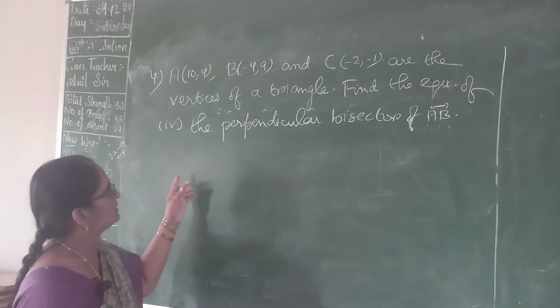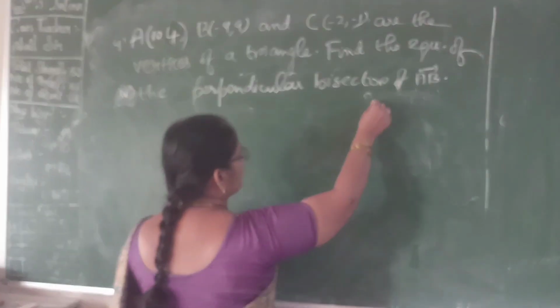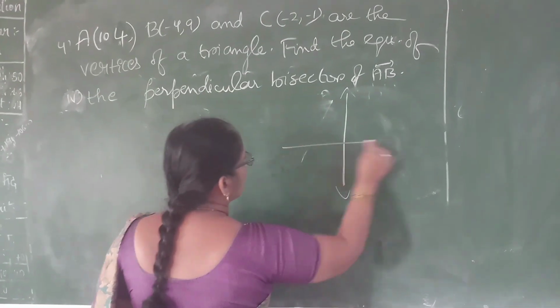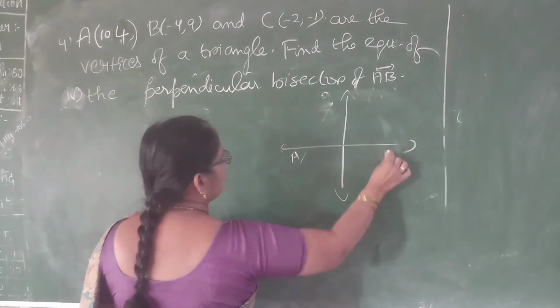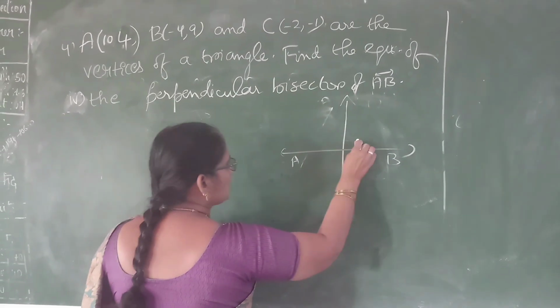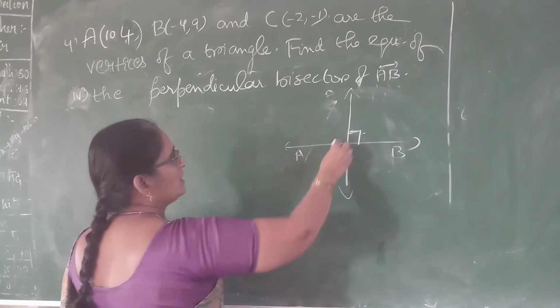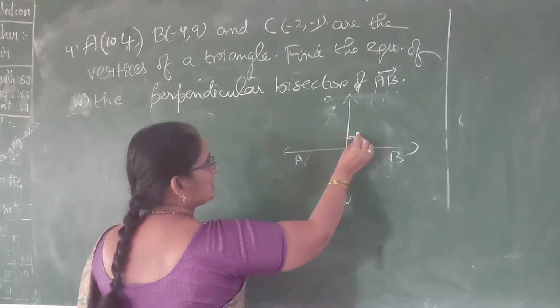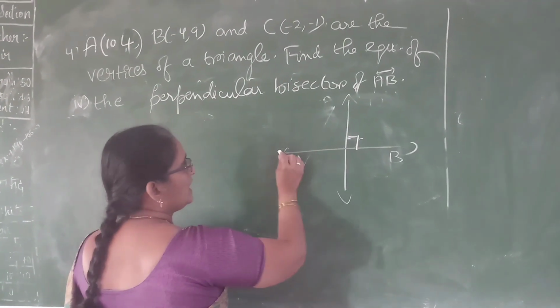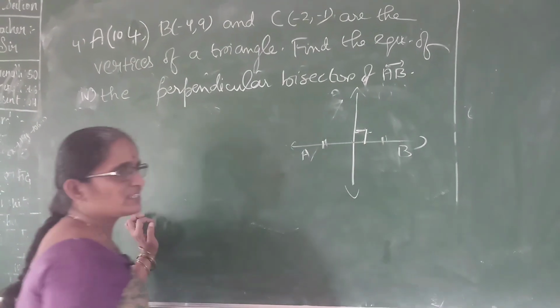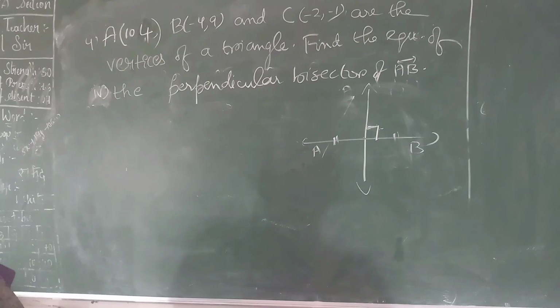See here children, the fourth one, the perpendicular. Whenever you take any particular straight line, suppose you are taking one straight line like this. So, this is your A and B. This is called as perpendicular bisector. What is the meaning of perpendicular bisector? Means this particular straight line is making 90-degree angle and also it is bisecting into two equal parts. That is the meaning of the perpendicular bisector.